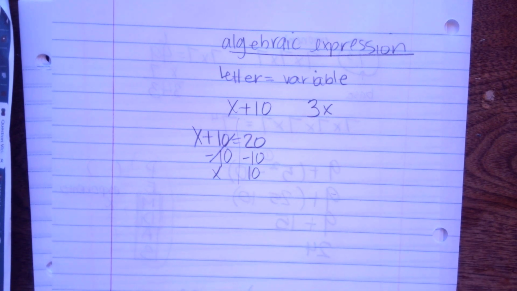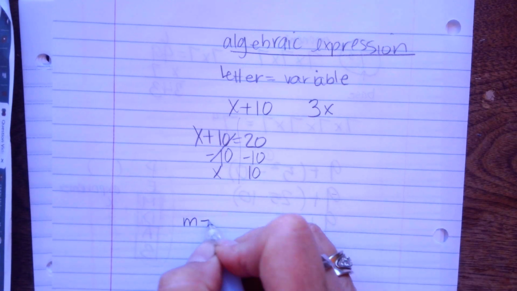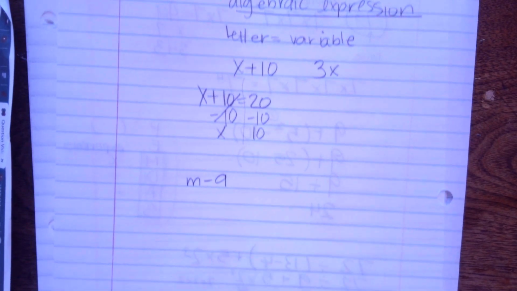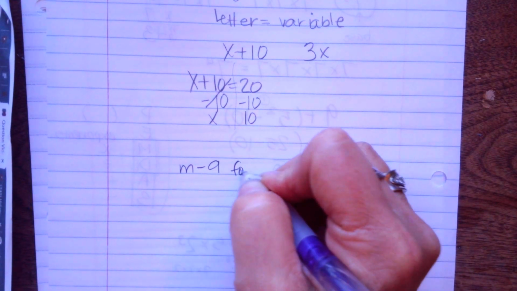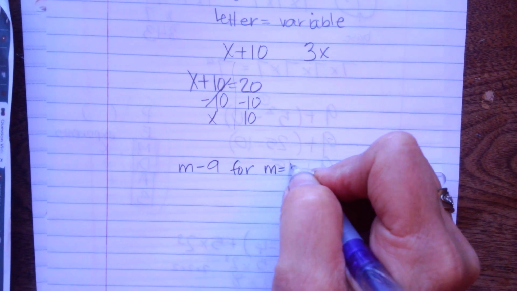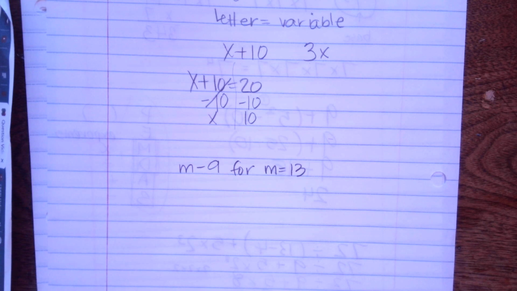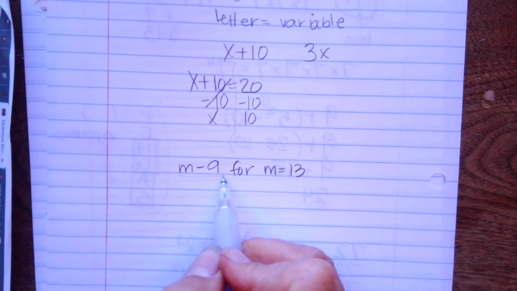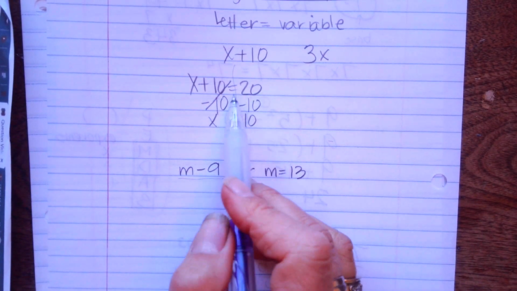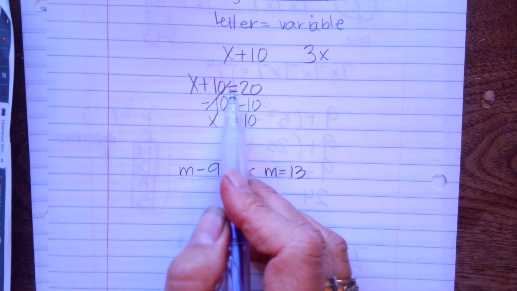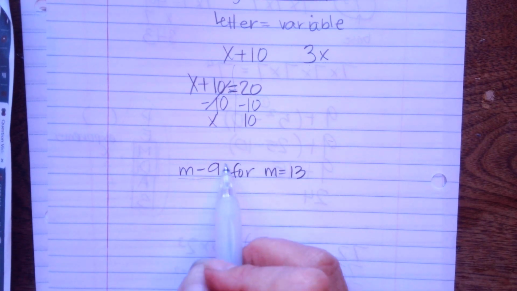There's another thing that happens with algebra, and that is that they give you some of the information, and it's going to look something like this. M minus 9, and then they're going to write something like M equals 13. So this one is different from this one because this one has an equal sign. Do you see that? This one does not have an equal sign.